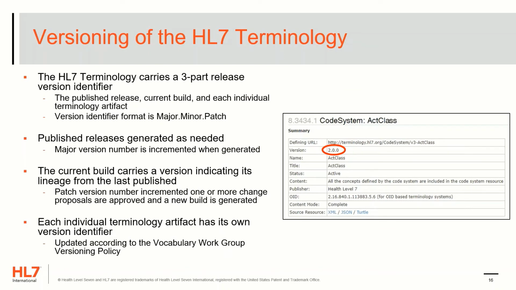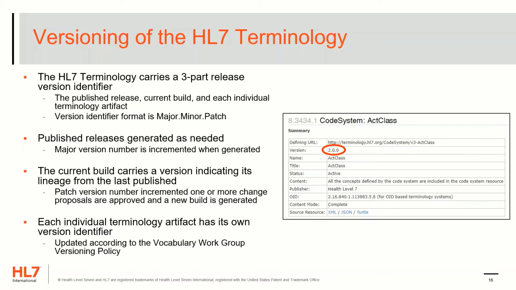The HL7 terminology uses a three-part release identifier in the format major, minor, and patch, represented by integers. Each published release, current build, and terminology artifact have a version in this format. For builds, releases, and current, the version ID refers to the content of the aggregate. The major number is incremented when a new release is done, and the current build carries the same major number as the most recent release. The minor number is incremented only under special circumstances. A patch number is incremented for each current build, but is rarely used for a release.